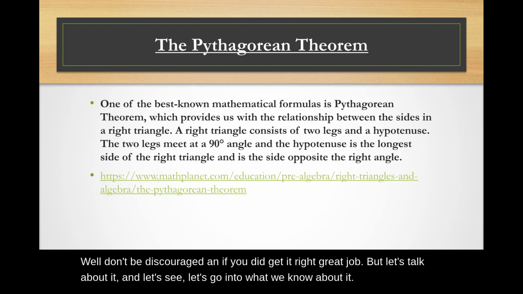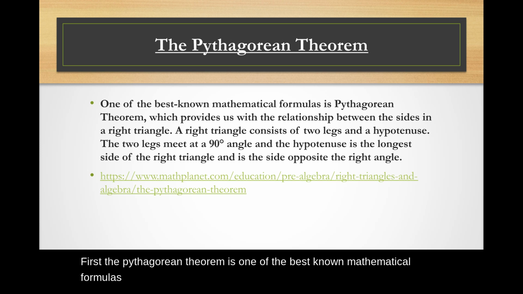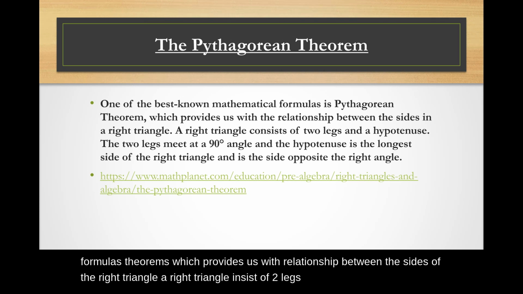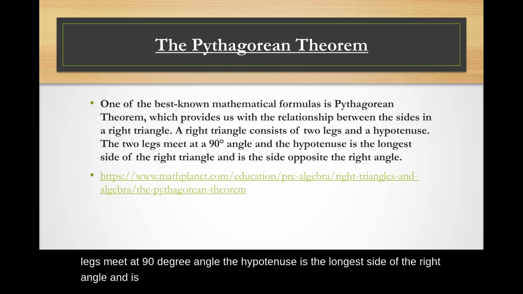First, the Pythagorean theorem is one of the best-known mathematical theorems, which provides us with a relationship between the sides in the right triangle. A right triangle consists of two legs and a hypotenuse, and the two legs meet at a 90-degree angle. The hypotenuse is the longest side of the right triangle, and is the side opposite of the right angle.